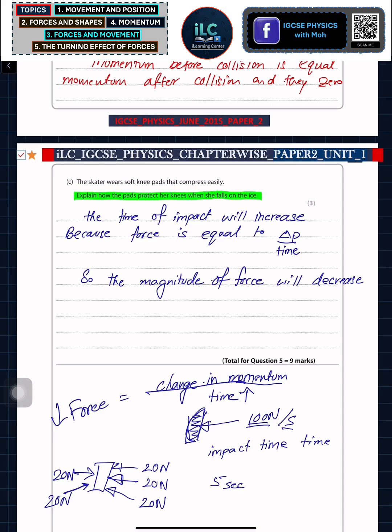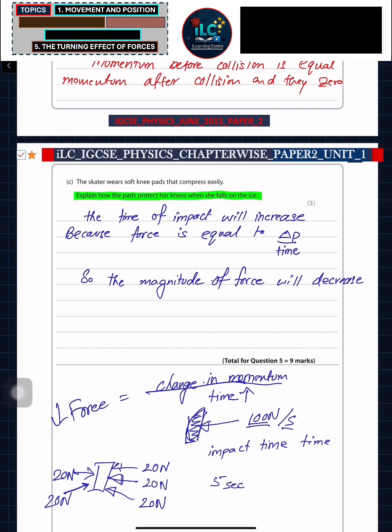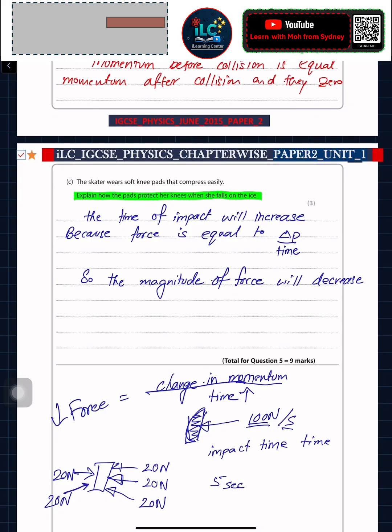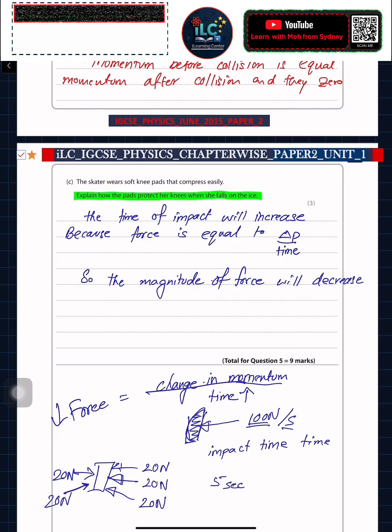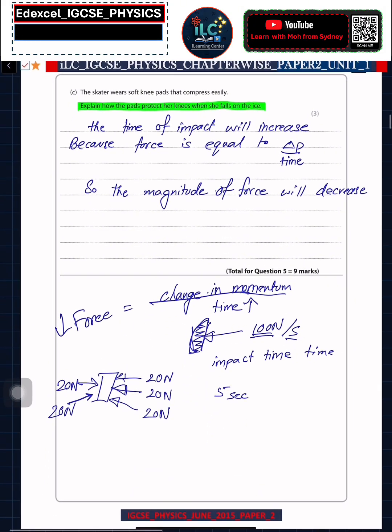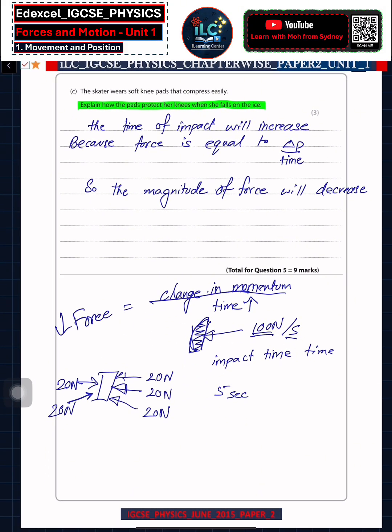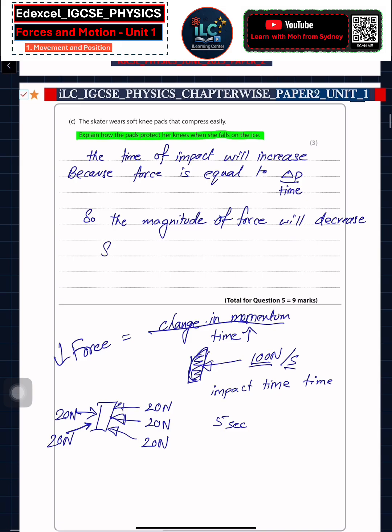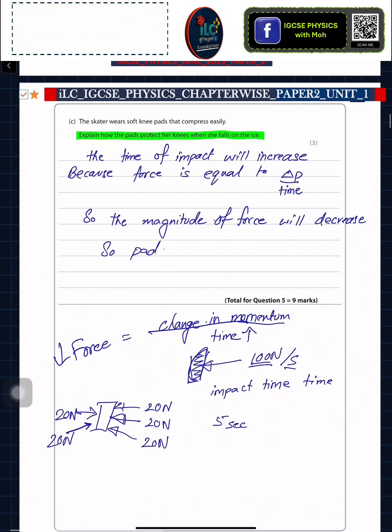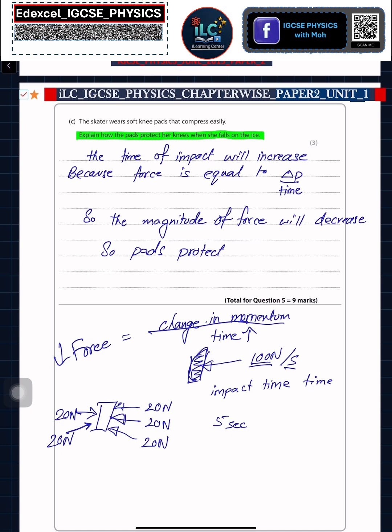You can have other explanations as well, that you have reduced acceleration, or you could explain this in terms of pressure as well, but we will look into that when we do those chapters. So pads protect her knees. So this is the concept.